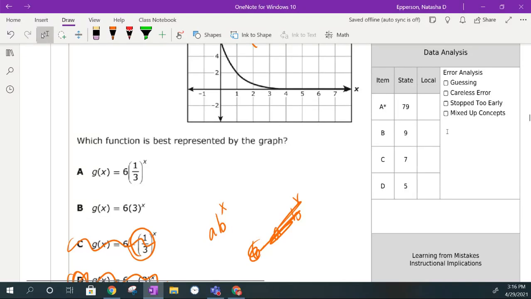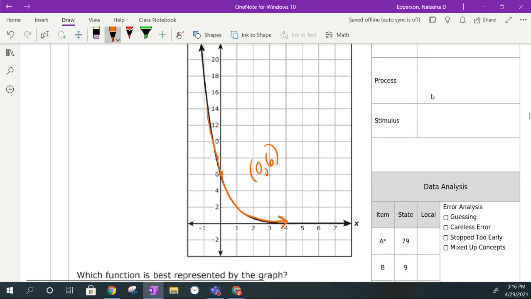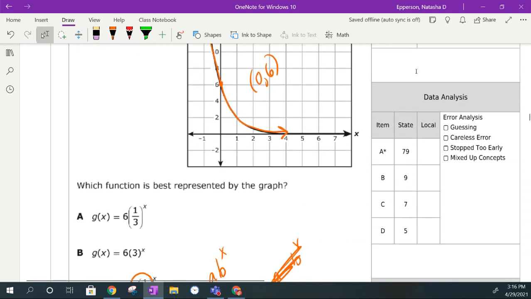All right, now the difference between A and B: A is decay, B is growth. My function is going from up to down. It's going in this direction. So it's not increasing, it's decreasing. So this is decay. So our answer is A.